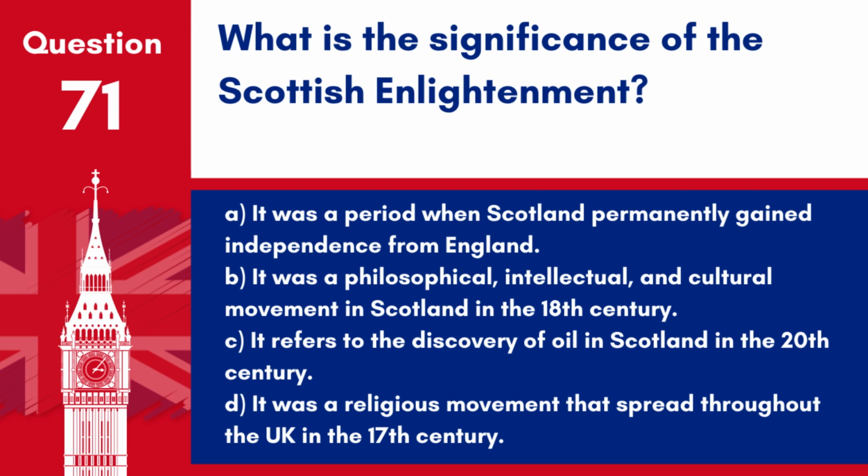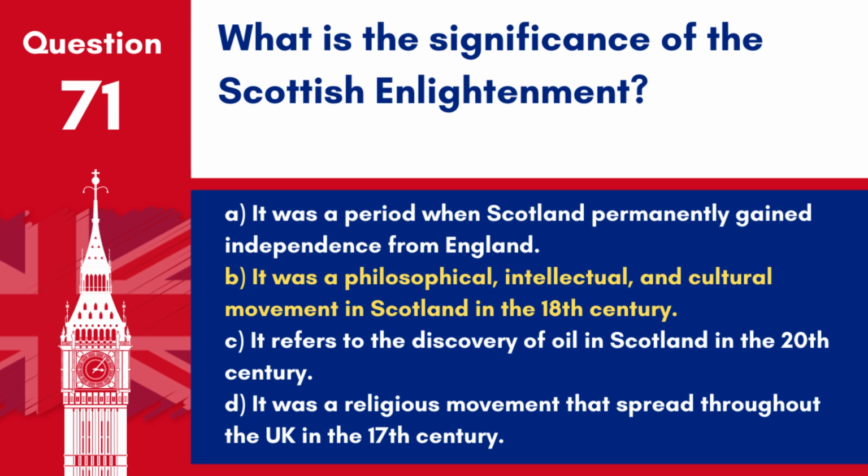A. It was a period when Scotland permanently gained independence from England. B. It was a philosophical, intellectual and cultural movement in Scotland in the 18th century. C. It refers to the discovery of oil in Scotland in the 20th century. D. It was a religious movement that spread throughout the UK in the 17th century. Answer: B. It was a philosophical, intellectual and cultural movement in Scotland in the 18th century.